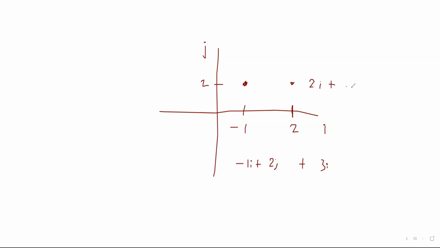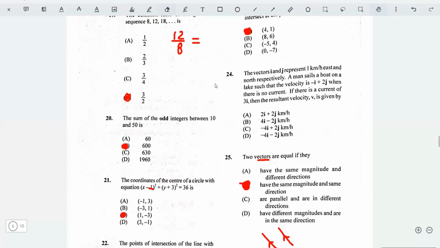Now I know what you're saying, sir, your graph is wrong because minus 1 should have been over here. So yeah, if you want to be technical, then the minus 1 would have been right here. But we get the point, right? So it's 2i plus 2j. It's option A, easy. All right, nice.